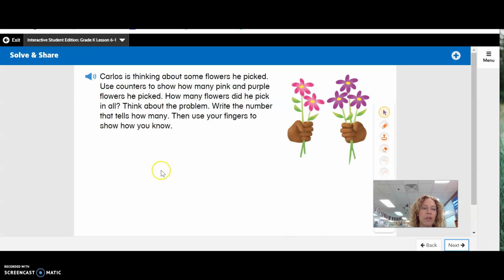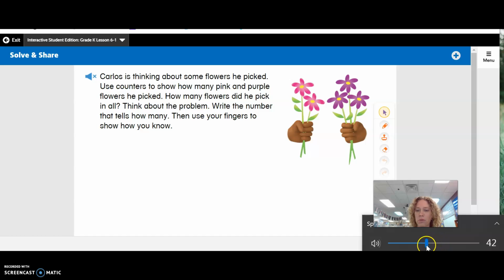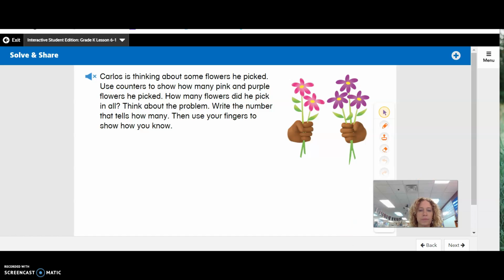All right, listen carefully. Carlos is thinking about some flowers he picked. Use counters to show how many pink and purple flowers he picked. How many flowers did he pick in all? Think about the problem. Write the number that tells how many. Then use your fingers to show how you know. All right, so Carlos had picked some flowers. You see, and he's got them right here.